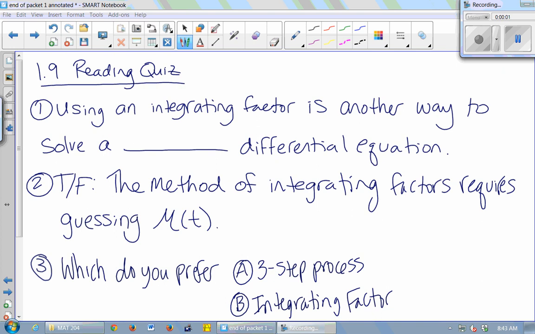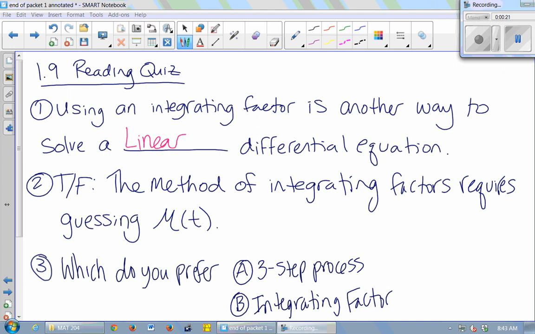Another way to solve a linear, non-homogeneous differential equation. Non-homogeneous, linear. Yeah, I was looking for linear, but I'll take non-homogeneous. No, because it doesn't work for any first order differential equation, only if it's linear.